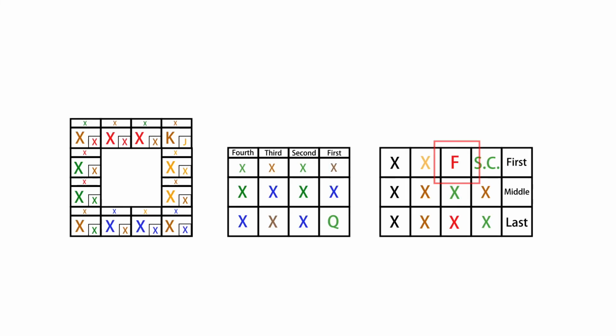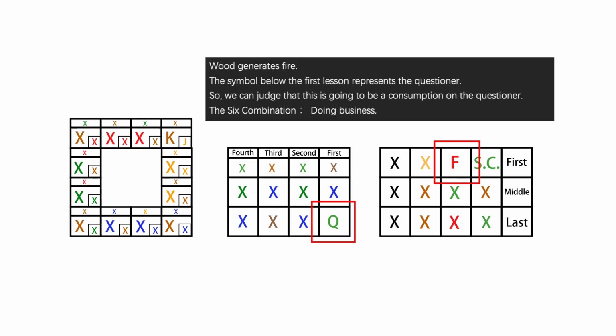In this course, the attribute of the first transmission is fire, and the attribute of the symbol under the first lesson is wood. Wood generates fire. The symbol below the first lesson represents the questioner, so we can judge that this is going to be a consumption on the questioner. Why is the questioner consumed? We see that the celestial in the first transmission is the sixth combination, so we can judge that the questioner will be consumed for doing business.